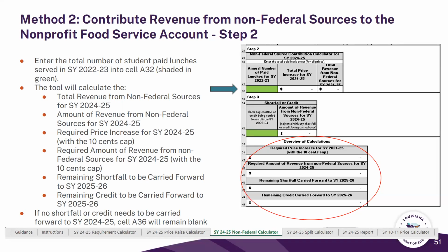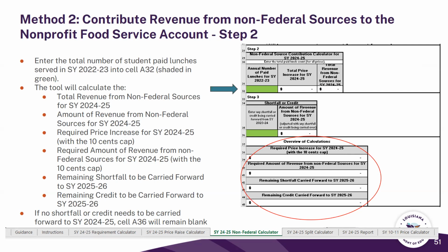Method 2, Step 2: enter the total number of student paid lunches served in school year 22-23 into cell A32, shaded in green. The tool will calculate the total revenue from non-federal sources for 24-25, amount of revenue from non-federal sources for 24-25, required price increase for school year 24-25 with 10-cent cap, required amount of revenue from non-federal sources for 24-25 with a 10-cent cap, and remaining shortfall to be carried forward to school year 25-26.